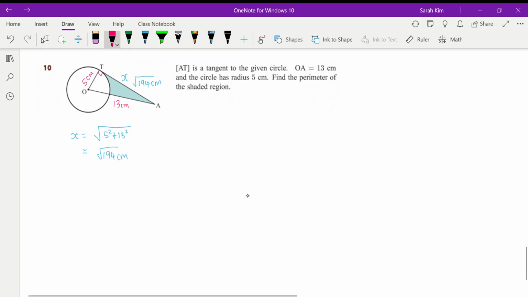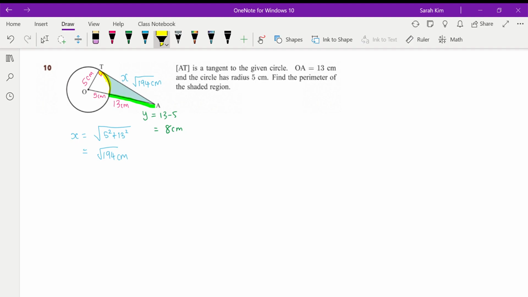Alright, so this one, the radius, is again 5 centimeters. So if I figure out 13 take 5, I should know that length, which I'm going to label y for now. So 13 take 5 is 8 centimeters. So all I need to do is find my arc length, which is that.